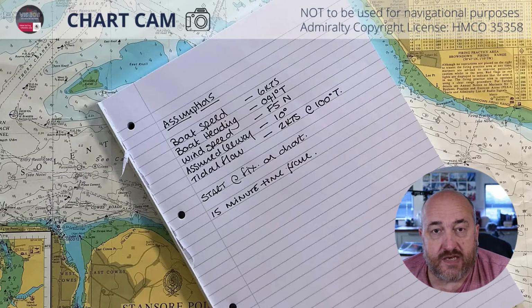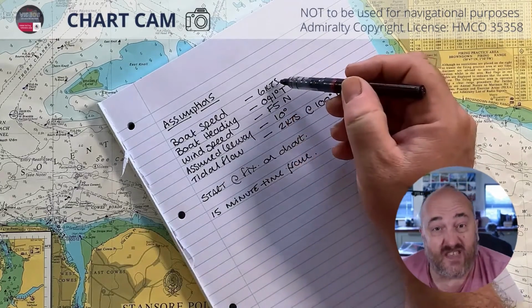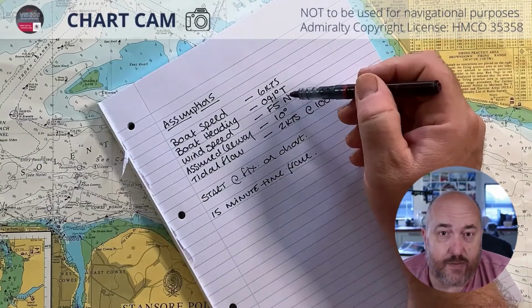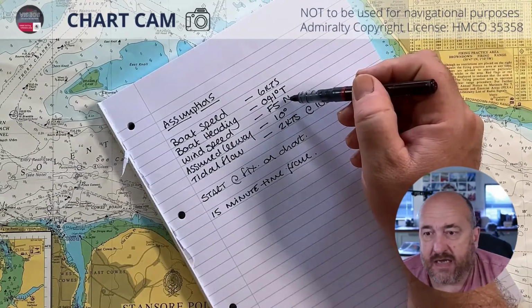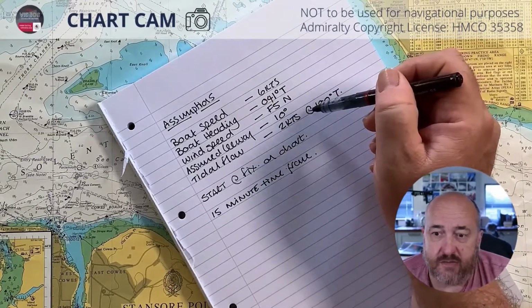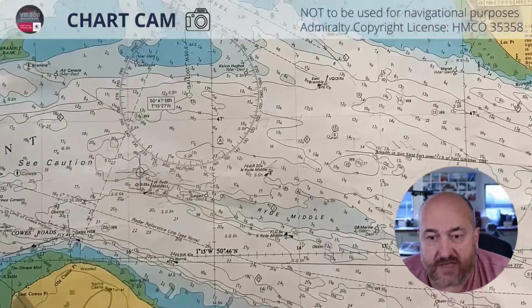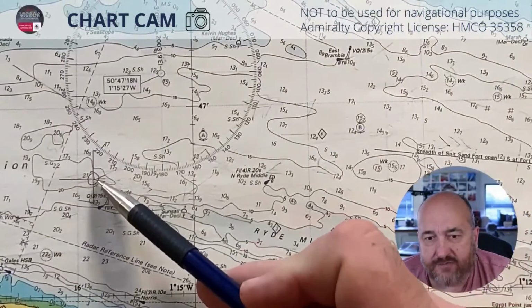Wind speed, we're saying force 5 from the north. Our assumed leeway, we're going to say is 10 degrees because we're hard on the wind. It could be more than that, depending on the boat. It could be 30 degrees, but we'll say 10 degrees for our boat. And we're going to start with a fix on the chart. If you're not sure how to do a fix, look at our video on that too.